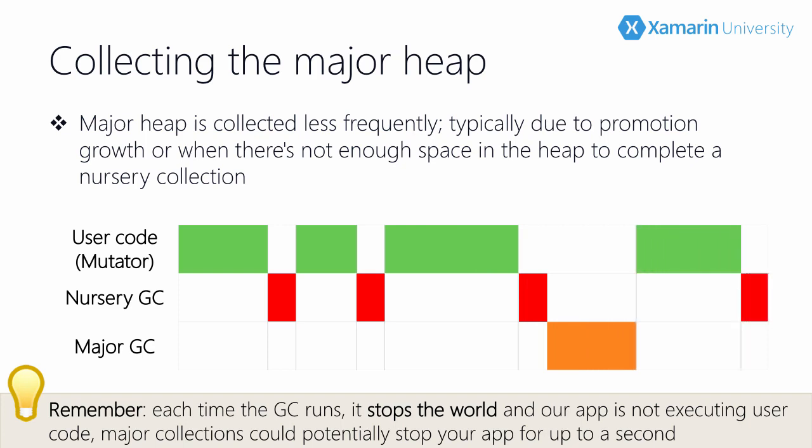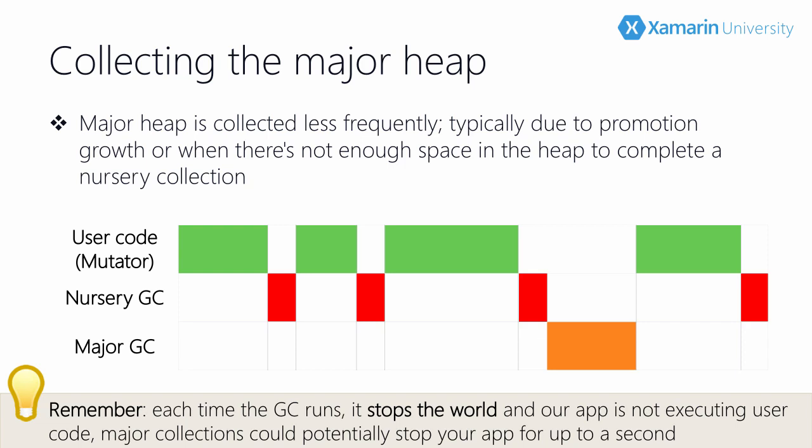And generally speaking, this happens in one of two cases. Either because there's not enough space in the major heap to complete a nursery collection. In other words, remember, we need to copy those objects from the nursery into the major heap. And if there's not enough space in the major heap, then it will attempt to do a collection first, and then if the collection still doesn't free enough space, it will allocate another memory segment to hold the objects.